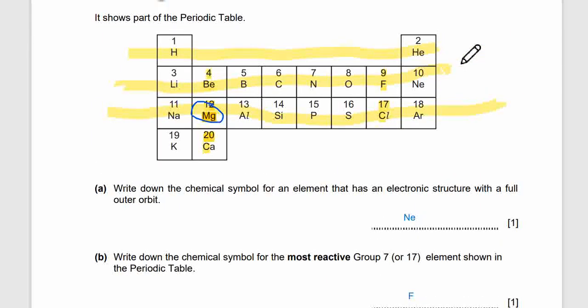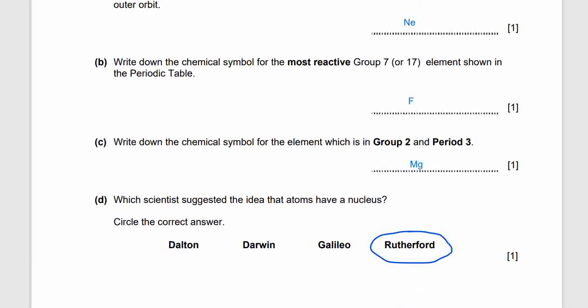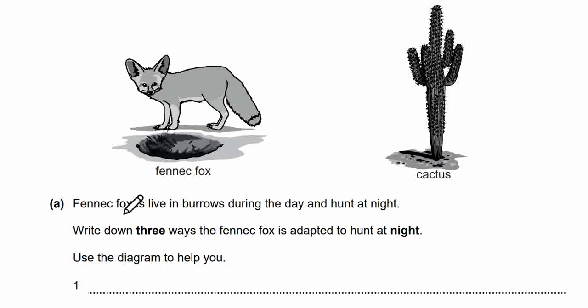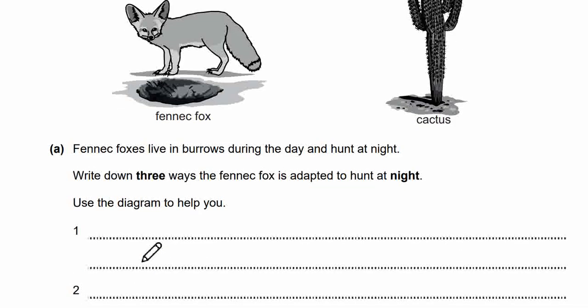Which is question 3 now. Question 3. During the day, a desert is hot and dry. At night, the desert becomes very cold. The diagram shows two organisms that live in the desert, fennec fox and cactus. Fennec foxes live in burrows during the day and hunt at night. Write down 3 ways the fennec fox is adapted to hunt at night. Use the diagram to help you.